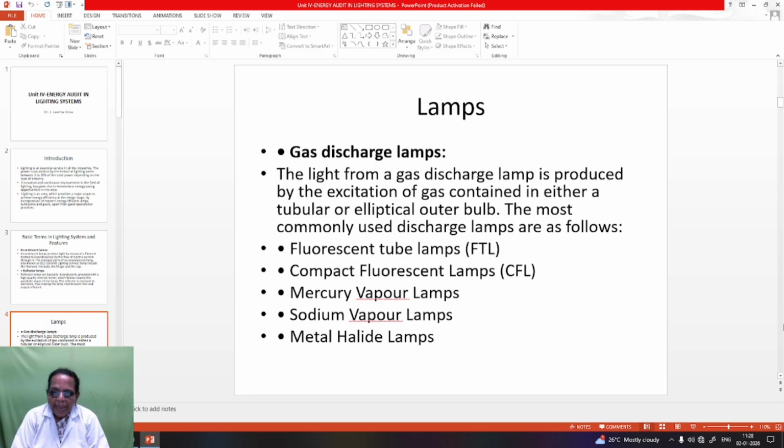Gas discharge lamps. The light from a gas discharge lamp is produced by the excitation of gas contained in either a tubular or an elliptical outer bulb. The most commonly used discharge lamps are as follows: fluorescent tube lamp, FTL, compact fluorescent lamp, mercury vapor lamps, sodium vapor lamp, metal halide lamps.